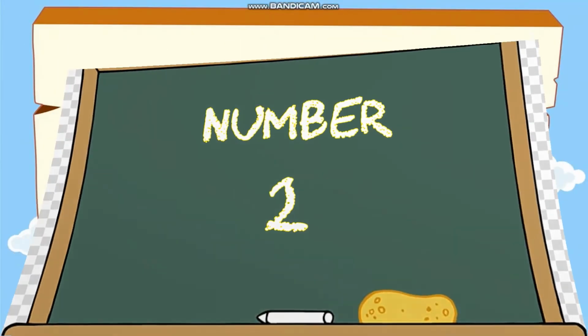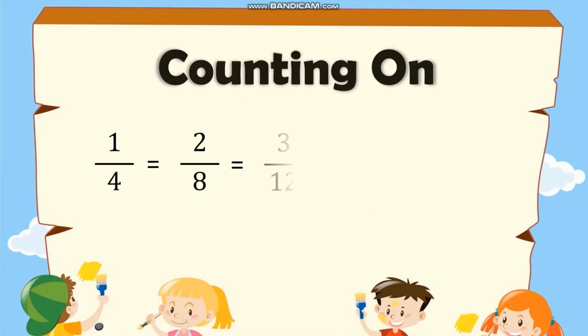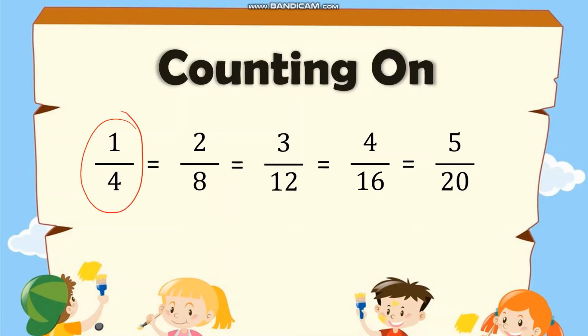Second method is counting on. Okay, so you have to count on from the numerator and the denominator. So we start with the first number, which is 1/4. The numerator is 1, so you have to count by 1: 1, 2, 3, 4, 5. The denominator is 4, so you have to count by 4: 4, 8, 12, 16, and 20.